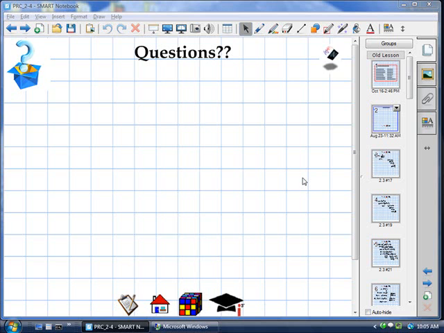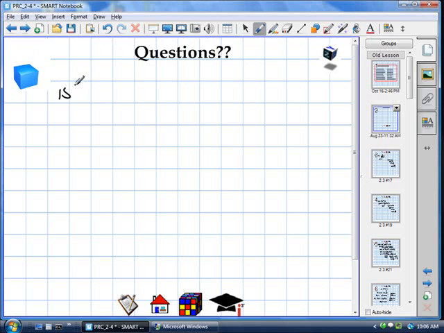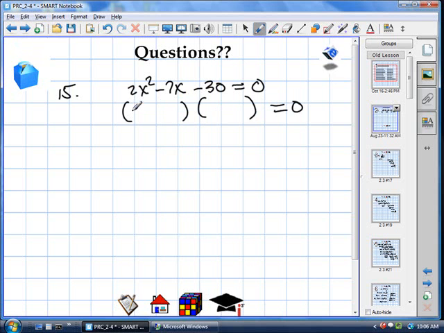So this is number 15. I guess probably would help if I turn the power on. Okay, we've got 2x squared minus 7x minus 30, and we want to know the zeros, so we want to know when is that thing 0. So set it equal to 0. Let's try to factor. Let's give it a shot. It's obviously going to be a 2x and an x. And for 30, we got a lot of choices. We could use what? 6 and 5. Would that do us any good?